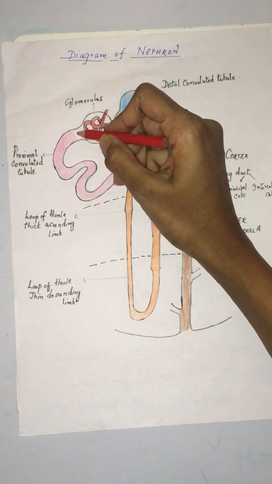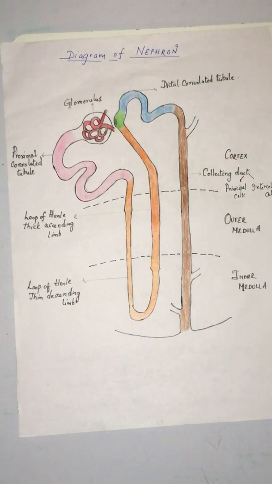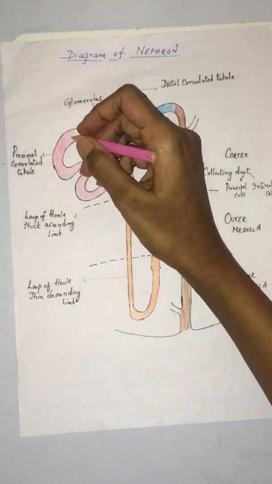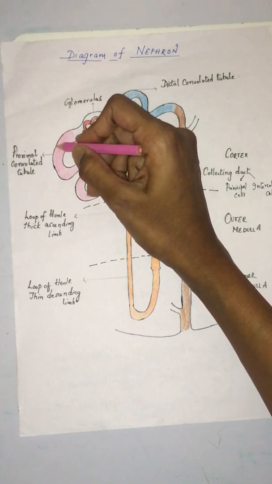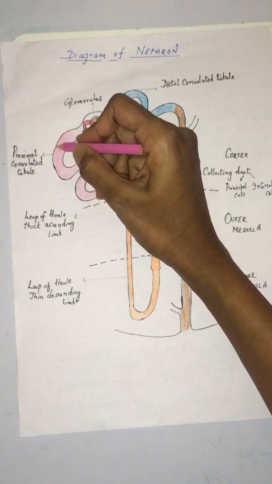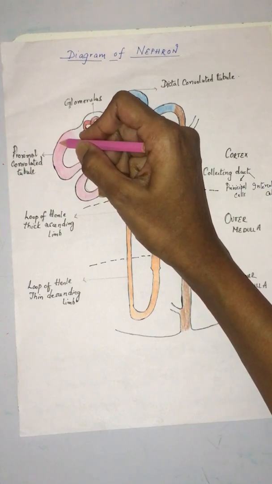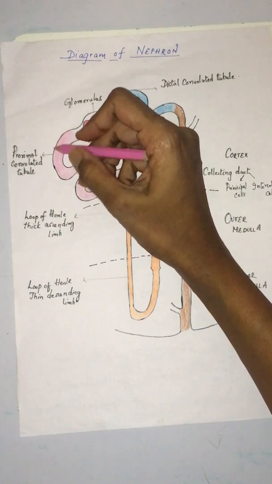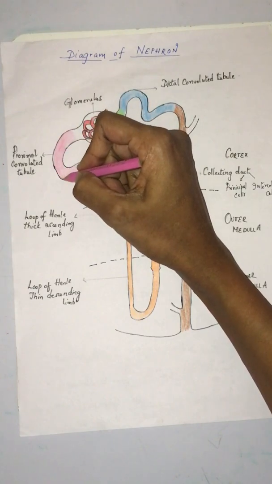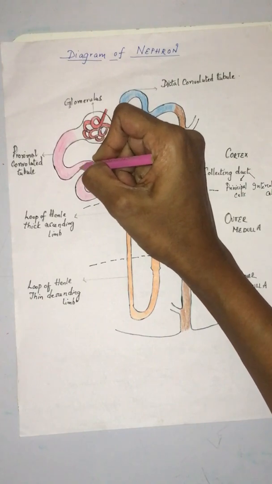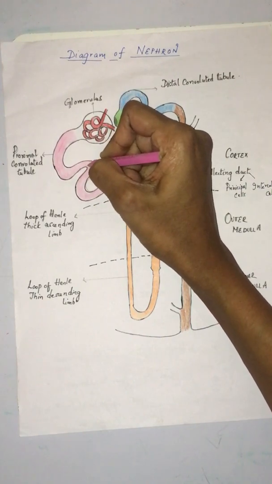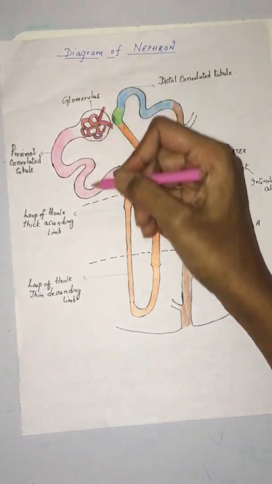Coming to the proximal convoluted tubule. It consists of a single layer of cells which are attached together by tight junctions. There is extracellular space which invaginates between the cells. This is called the lateral intercellular spaces. One of the important points is that the luminal side of the cells has a brush border due to microvilli. This is the proximal convoluted tubule.